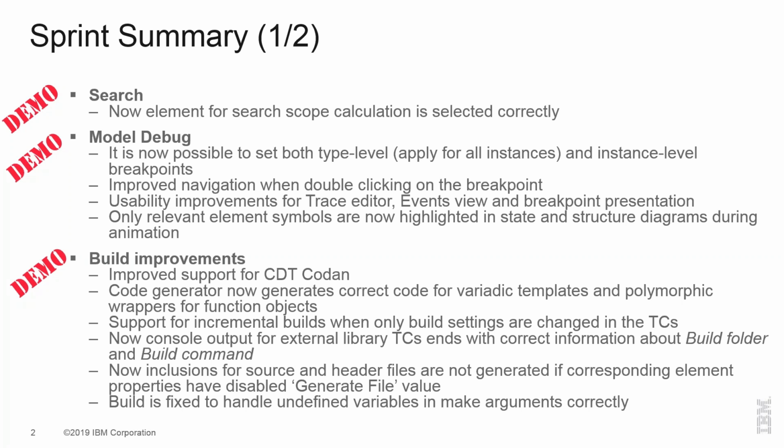We fixed some issues with the console output for external library transformation configurations. Now it prints the correct information for the build command and the build folder. And inclusions for source and header files are now not generated if corresponding properties have been disabled with the generate file value. And finally, the build in the model compiler has been fixed to correctly handle undefined variables in make arguments. So we will demo the majority of these improvements today.